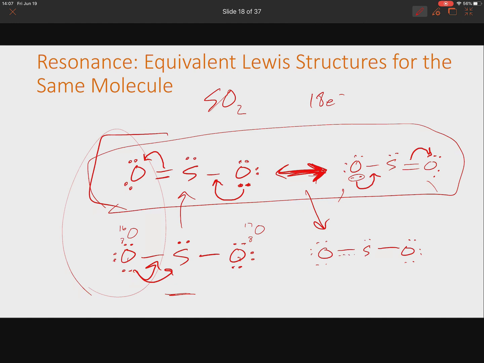And that there's a double bond character to both sides of the sulfur, because really it would be like a half a double bond and a half a double bond on both sides. Okay, let's do another one.